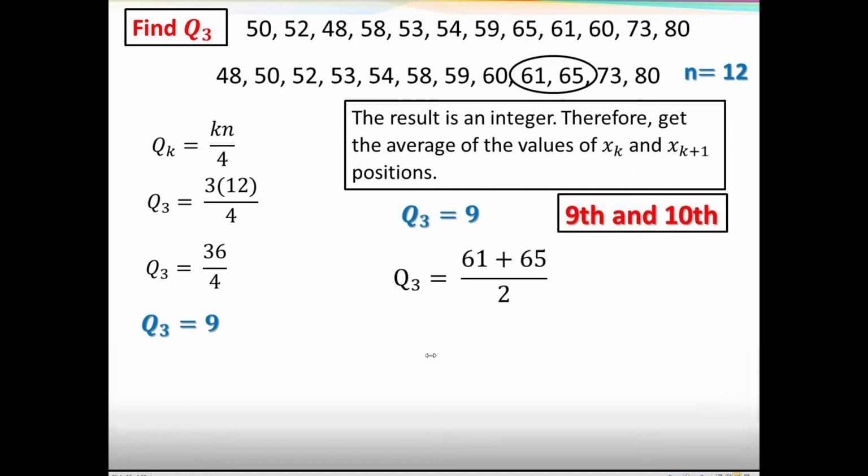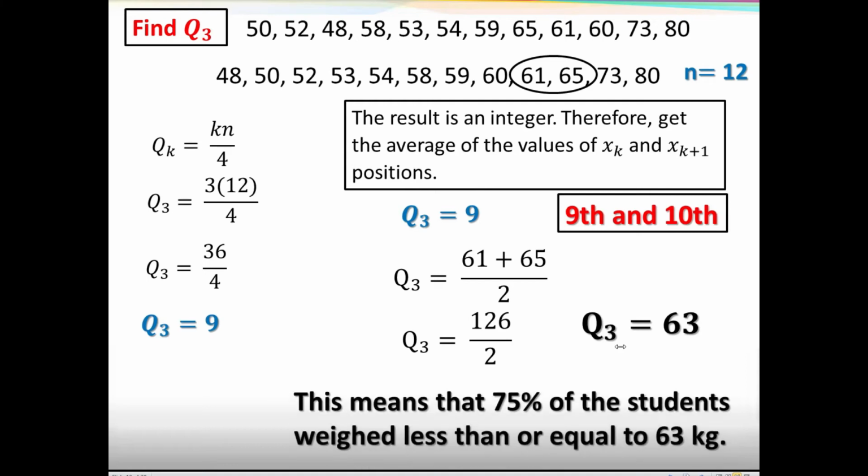So, q sub 3 equals 61 plus 65 all over 2. 61 plus 65, that's equal to 126. 126 divided by 2 is equal to 63. Therefore, q sub 3 or the upper quartile is equal to 63. Upper quartile, or that's 75% of the data. This means that 75% of the students weighed less than or equal to 63 kilograms.